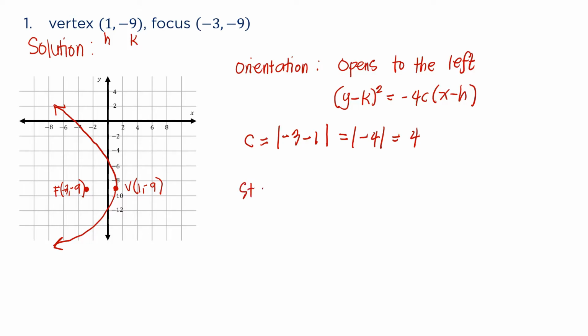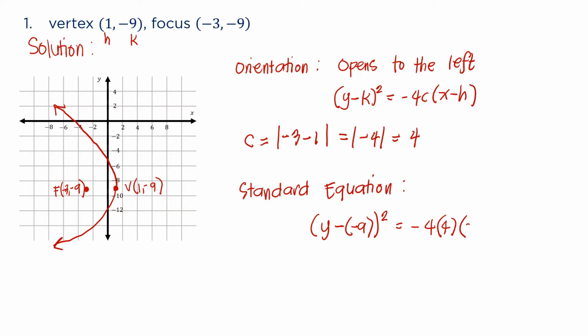So our standard equation will be, let's just substitute the values. We have (y - (-9))^2 = -4 times our c, which is 4, times (x - h), where h is 1. Or simply, (y + 9)^2 = -16(x - 1). This is now our final answer.